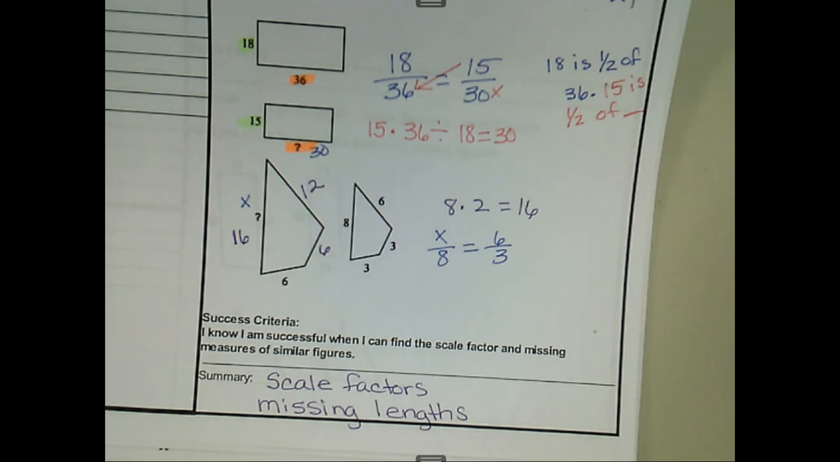So, you know you're successful when you can find the scale factor and missing measures of similar figures. It requires thought process, and hopefully you're willing to do that. So, today's summary, we're looking at scale factors and missing links again.